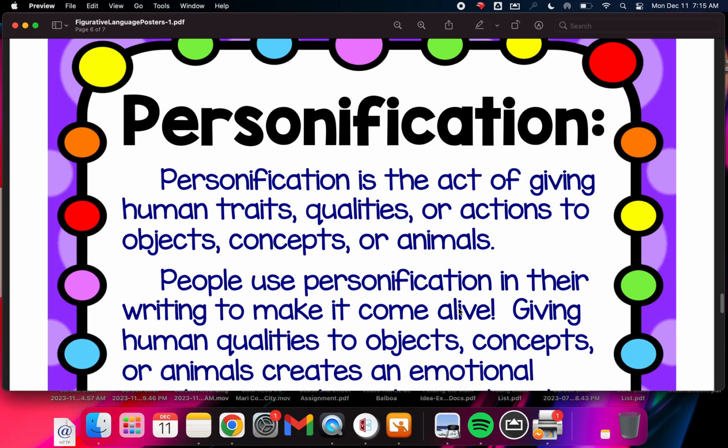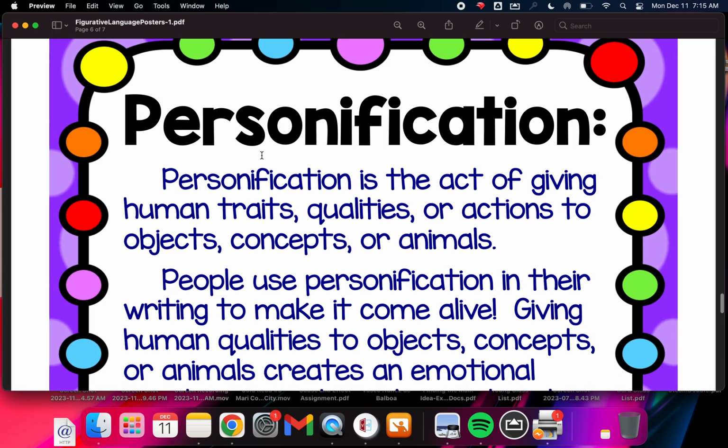The next one is personification. If you see the word person in personification, personification is the act of giving human traits, qualities, or actions to objects, concepts, or animals. That one's kind of a long one, but I think you probably need to put at least starting here, giving human traits or qualities or actions to objects, concepts, and animals. So that's what I would write in my notes. If you need to pause here, go ahead and do that.